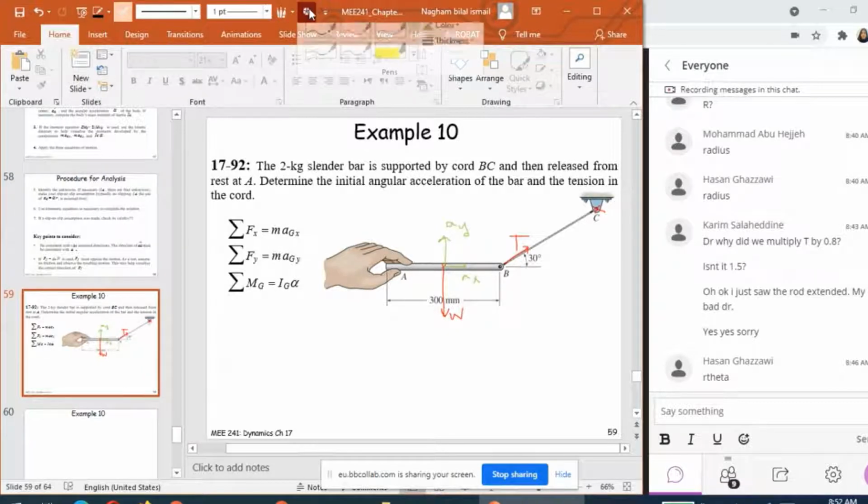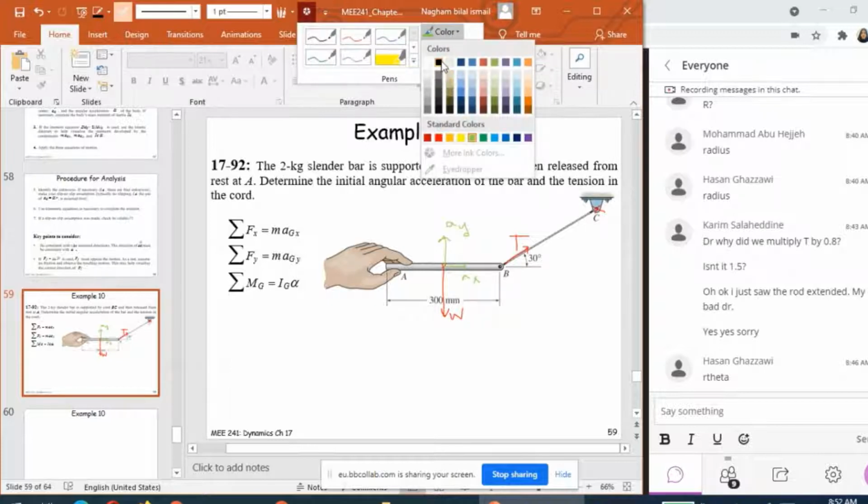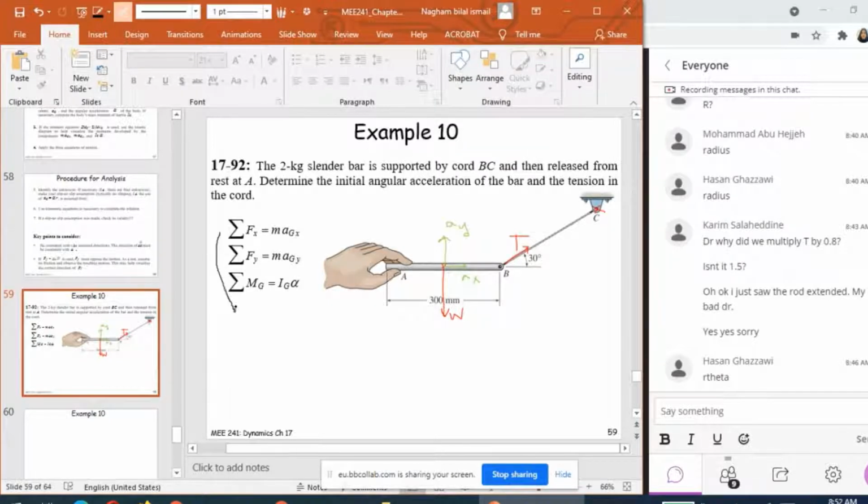Let's start with the first equation. Sum of Fx is equal to m a_Gx means that T cosine 30 is equal to m, which is 2, a_Gx. What about the second one? The second equation will give me T sine 30 minus the weight is equal to 2 a_Gy.